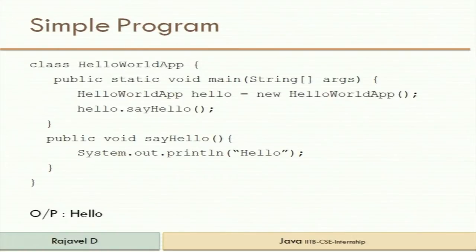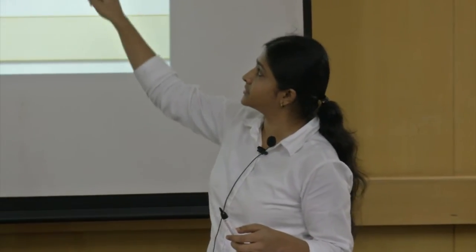This is a simple program to say hello world. What it does is hello world app, hello. Hello is an object of this class and then it will be called. When you call the function, say hello. Okay, this is a very basic syntax of Java. I think everybody knows it. Okay. Can you call the hello, say hello function without creating an object? Yeah, you can make it static. And also one more thing you can do, you can call inside the constructor. You can write the System.out.println inside the constructor.